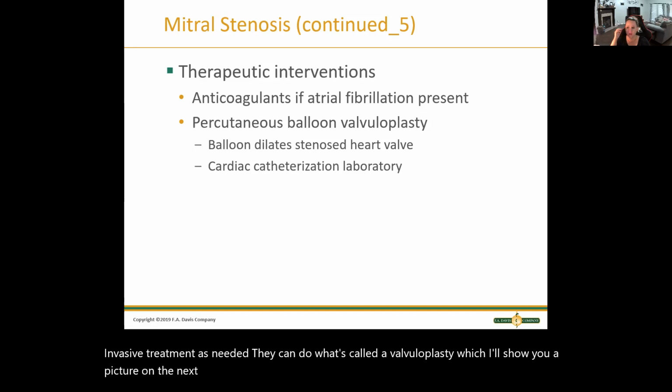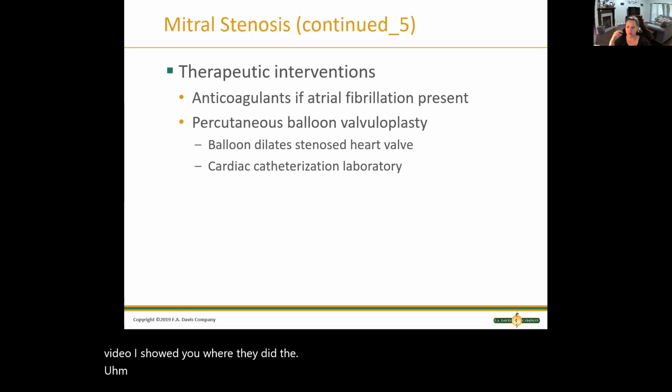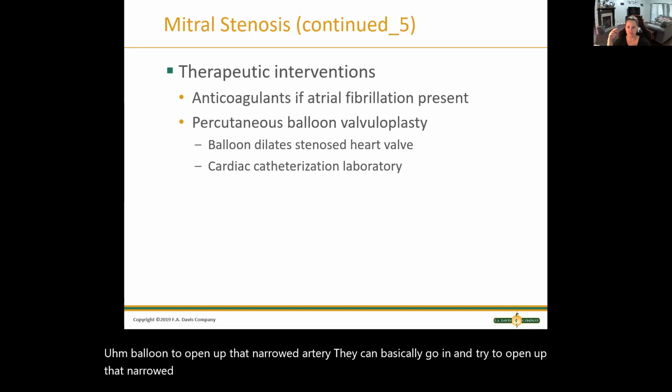That's when you can go in with a balloon, kind of like in that video I showed you where they used a balloon to open up that narrowed artery. They can basically go in and try to open up that narrowed or stenosed valve with a balloon. And then surgical treatment is, again, valvular repair, or if needed, a valve replacement.